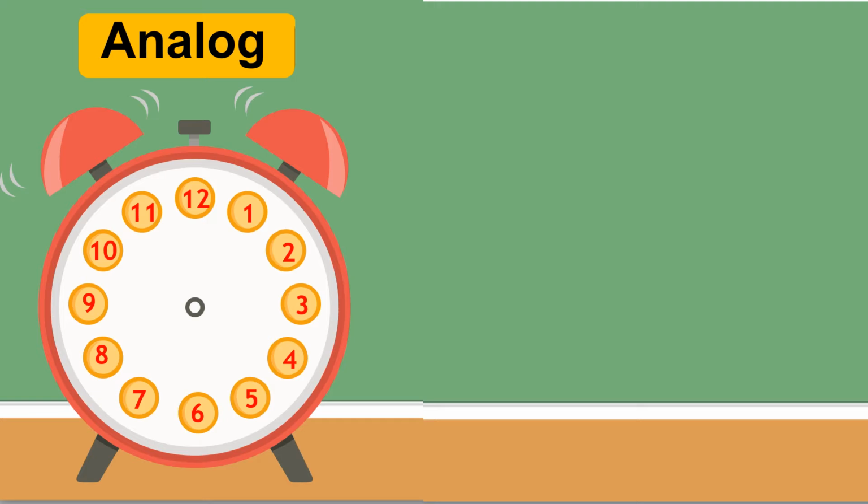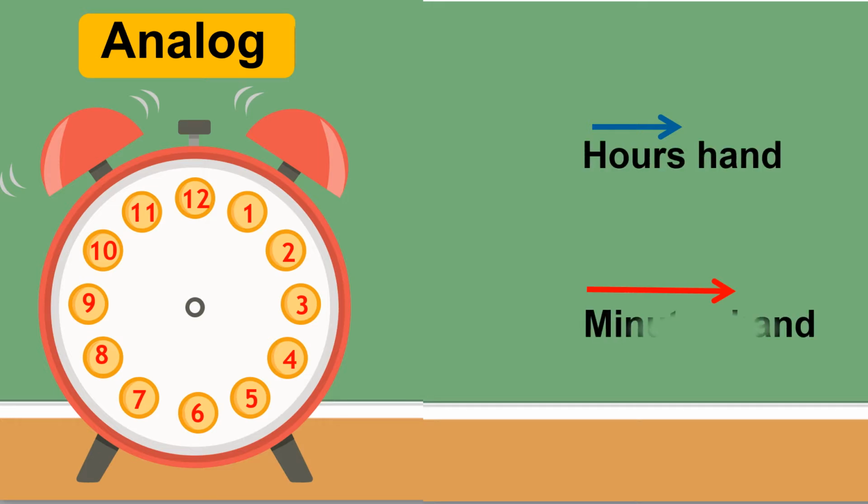In this analog clock face we have two hands. We call the short hand the hours hand, and we call the long hand the minutes hand. Here we have the word hours, it is very short, so it will take the short hand. And here we have the word minutes, it's very long, so it will take the long hand.